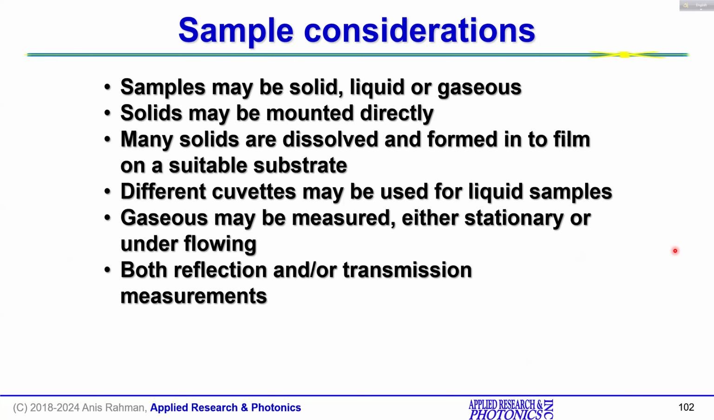spectrum is taken. For liquid samples, you can use different kinds of cuvettes. Gaseous sample may be measured either stationary or under flowing conditions, but gaseous sample would need a special sample holder, meaning leak proof. So there has to be a gas in and gas out. That's how you can put the gas in there and do the spectrum. And reflection and transmission measurements can be done, or both should be done, depending on the situation.